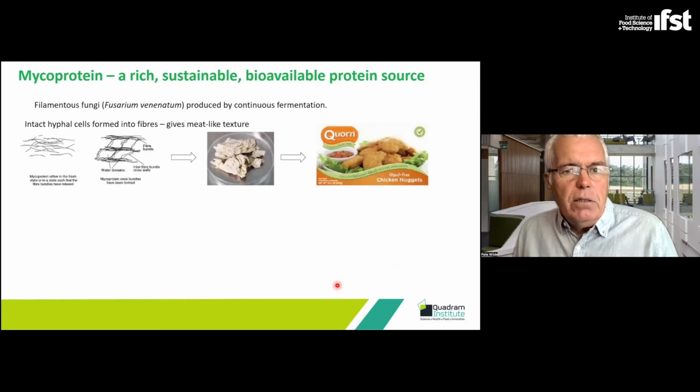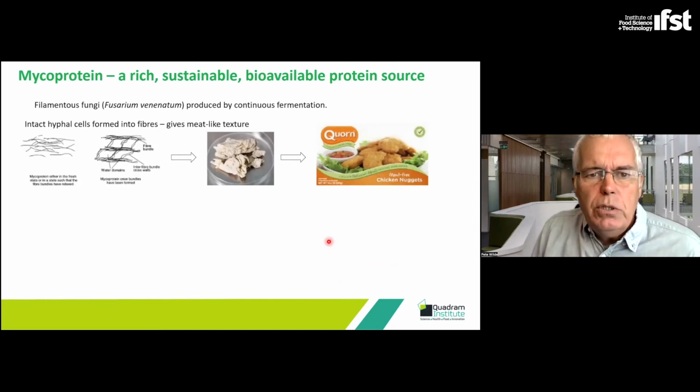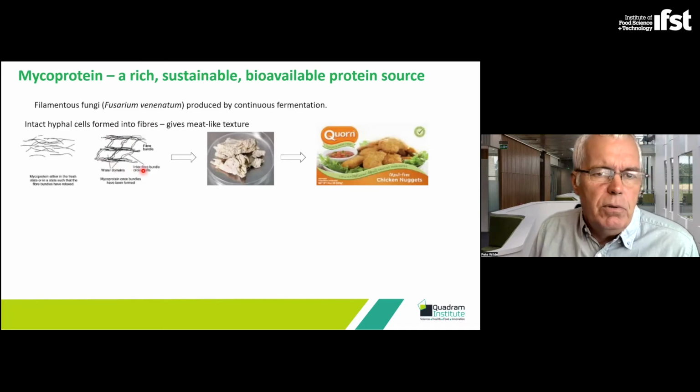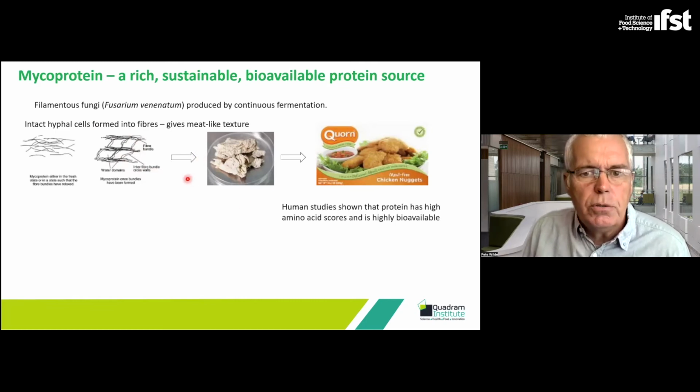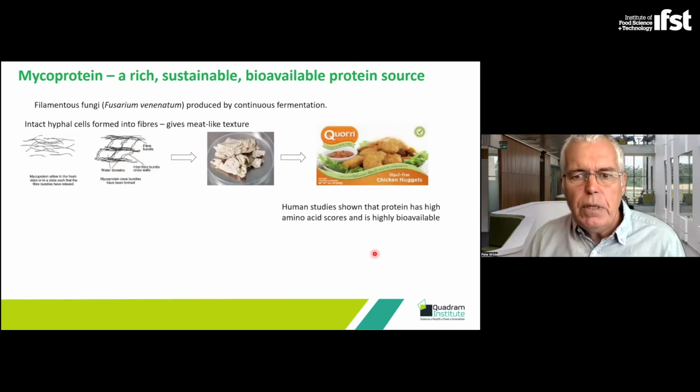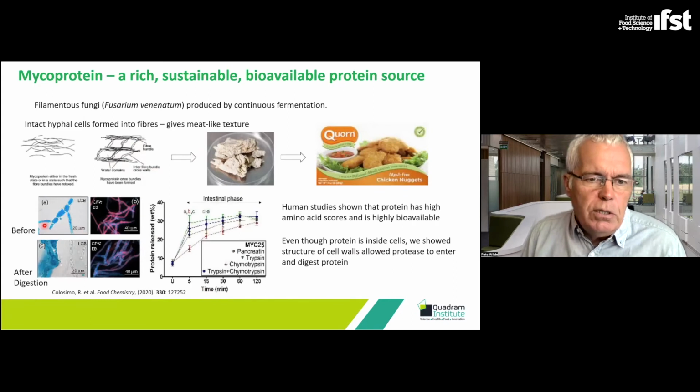And then also we've done some work on mycoprotein, which is the basic ingredient for Quorn. Mycoprotein is interesting because it contains intact mycelial cells, intact filamentous fungal cells, which form these fibers, which give the meat-like texture in these products. Human studies have shown that the protein is highly available. And under the microscope, you can see these cell structures, these hyphal structures containing nutrients before digestion, and then they release their nutrients after digestion.